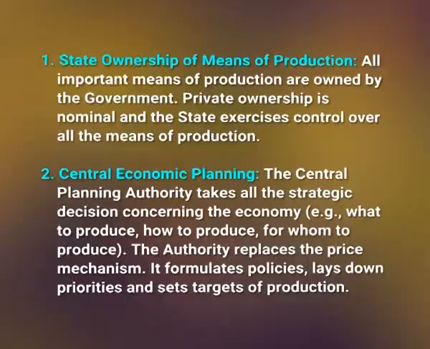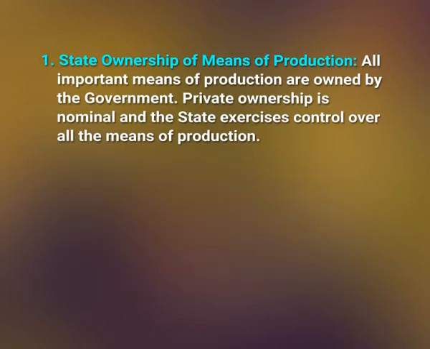The characteristics or the features of socialism are: the first one is state ownership of means of production. All important means of production are owned by the government, private ownership is nominal, and the state exercises control over all the means of production. Second one is central economic planning. The central planning authority takes all the strategic decisions concerning the economy, that is, what to produce, how to produce, for whom to produce. The authority replaces the price mechanism. It formulates policies, lays down priorities and sets targets of production.